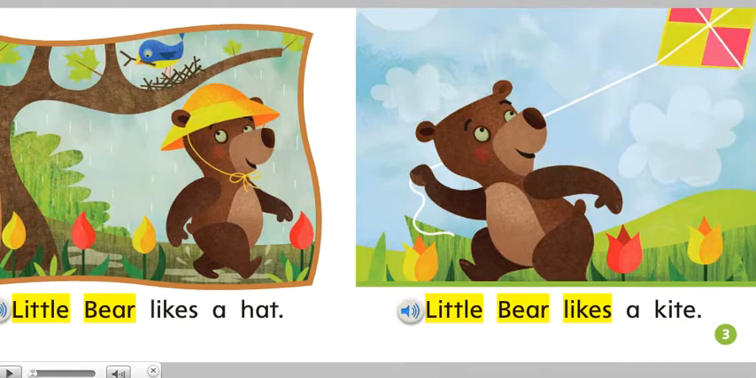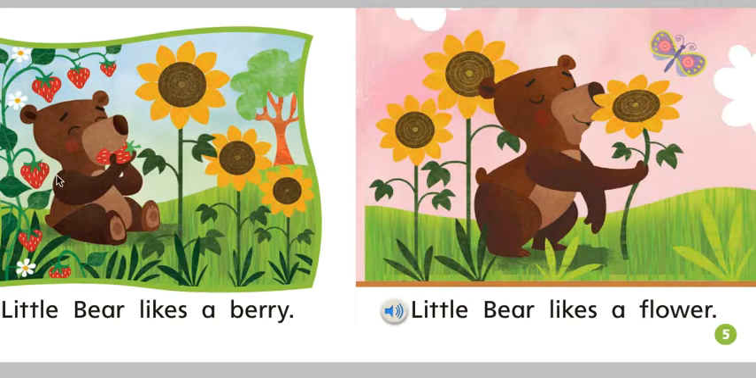Let's look at another page, but this time we're not reading. Okay, we just want to look at the pictures and the key details here. Let's see what else Little Bear likes. What does Little Bear like on this page? Yeah, it does look like he'll like some strawberries or perhaps some berries. Let's look at this page. What does Little Bear like on this page? I see him smelling a flower. So if you predicted that it's probably flowers, maybe you confirm your prediction when you read or listen to the story to see if your prediction was correct.